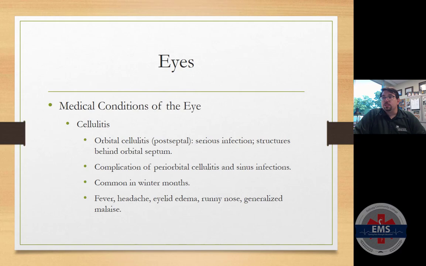Orbital cellulitis, this is the postseptal component, the most serious infection we deal with when it comes to cellulitis, because not only is it affecting the eye, but it's affecting the structures behind the orbital septum. So now we're getting complications of the periorbital cellulitis in the sinus that may become infected. We see this very commonly in winter months. Common symptoms you would see: fever, headache, eyelid edema, so swelling of the eyelid itself, runny nose, generalized malaise.